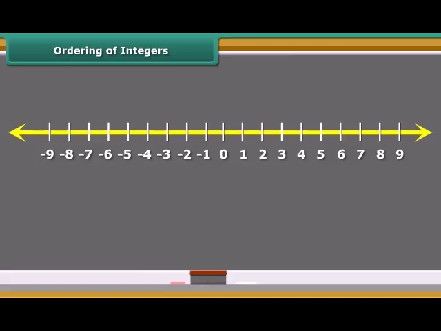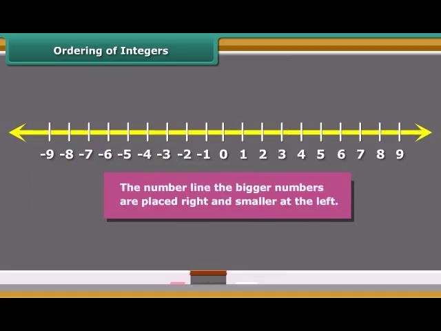Let us again observe the integers which are represented on the number line. We know that 9 is greater than 5, and on the number line, it is 4 points right of 5. Similarly, 5 is greater than 0, so it is placed right of it. Since 0 is to the right of -2, it is greater than -2. Again, -2 is on the right of -7, so -2 is greater than -7. Thus, we see that on the number line, the bigger numbers are placed right and the smaller at the left.